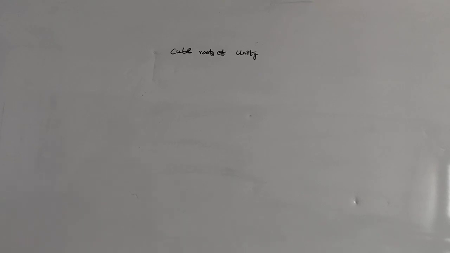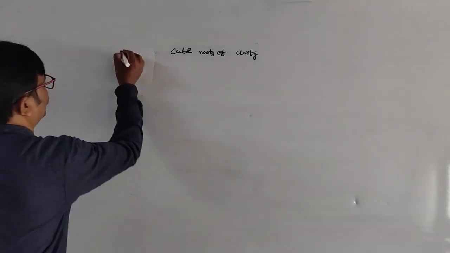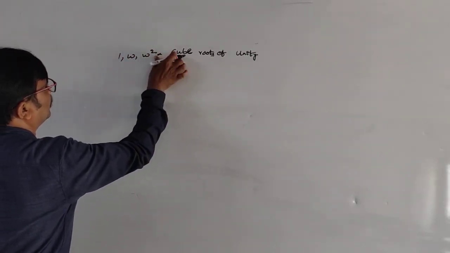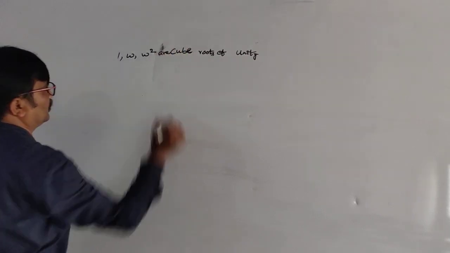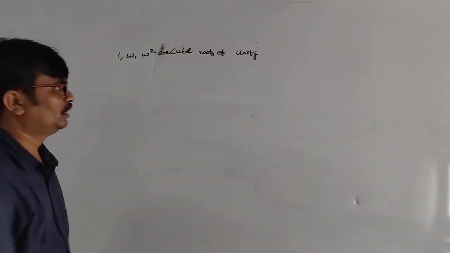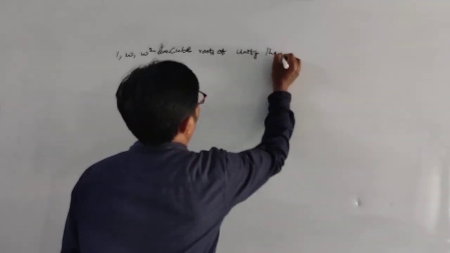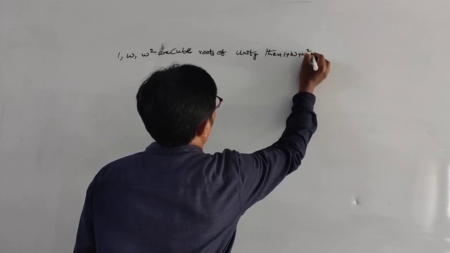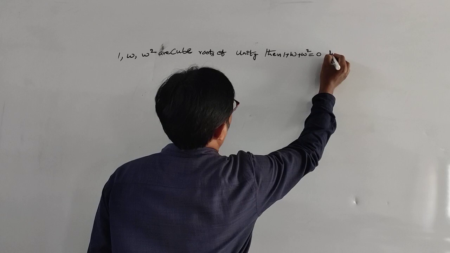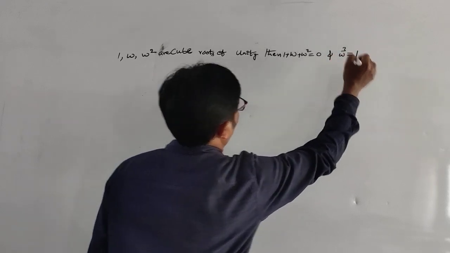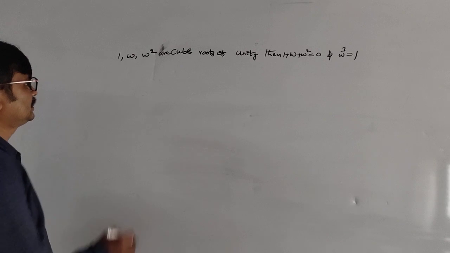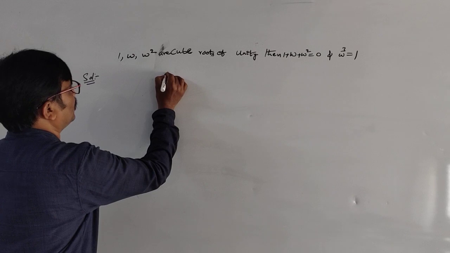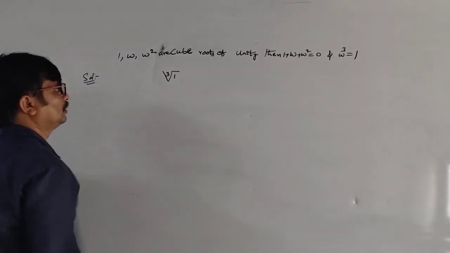My dear students, we have to know that 1, omega, omega square are the cube roots of unity. Then 1 plus omega plus omega square equal to 0 and omega cube equal to 1. So students, this is what we know about the cube roots of unity.